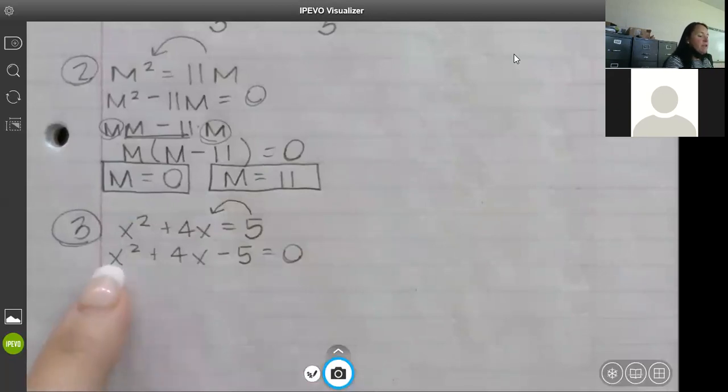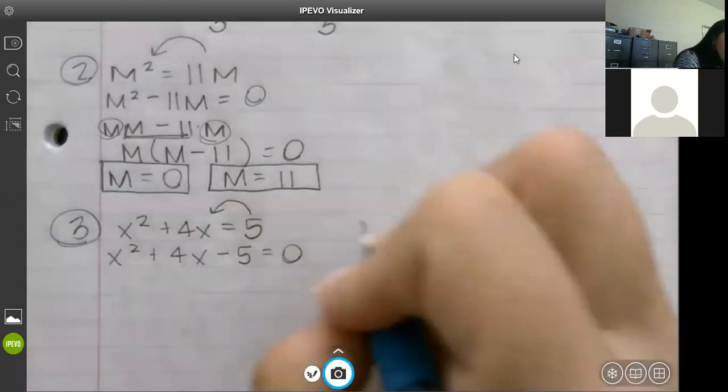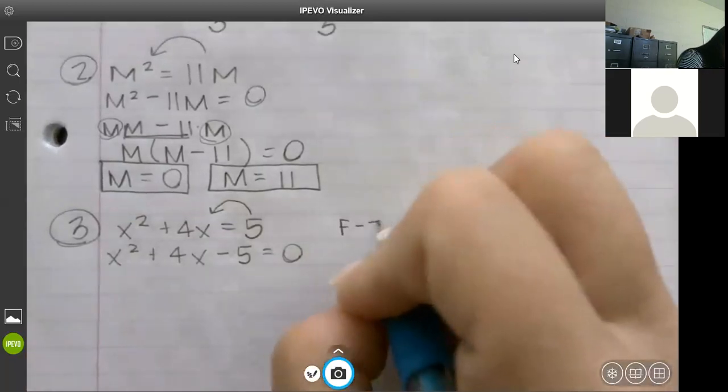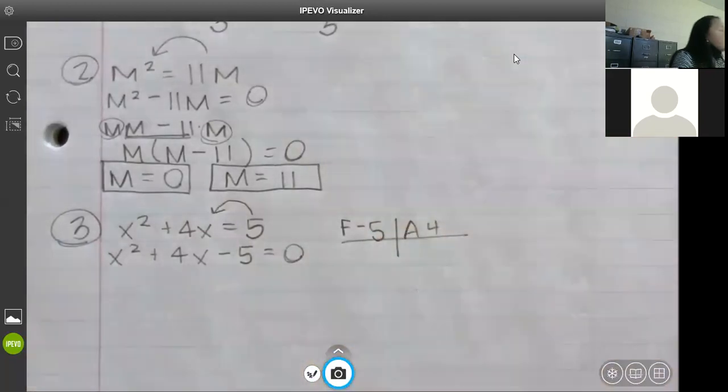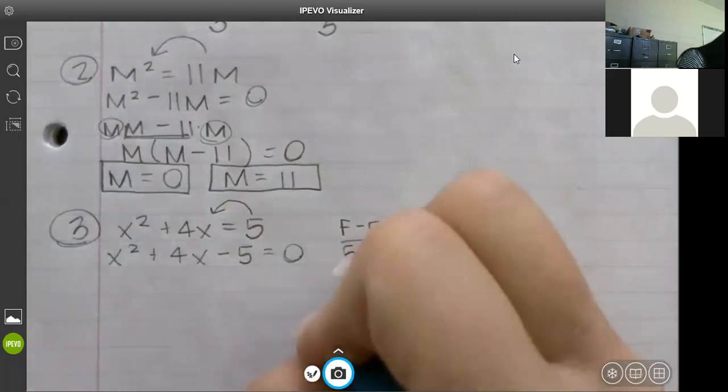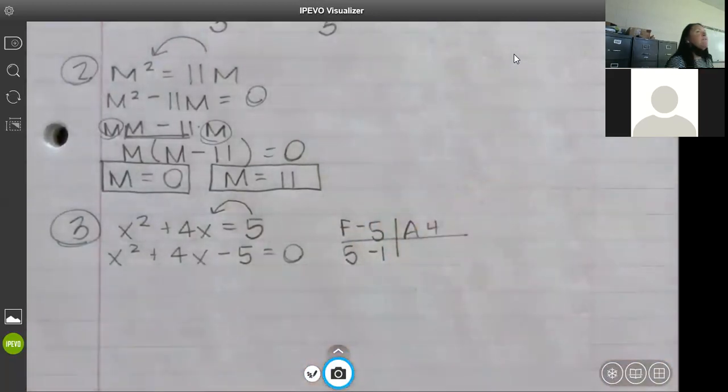We know it's cheater method because there's no number in front. So I want factors of the last, a negative 5, that add to 4. You guys are really good at this, okay? Put it in your calculator. I don't think you have a problem with how to do this. Those two factors are going to be 5 and negative 1.